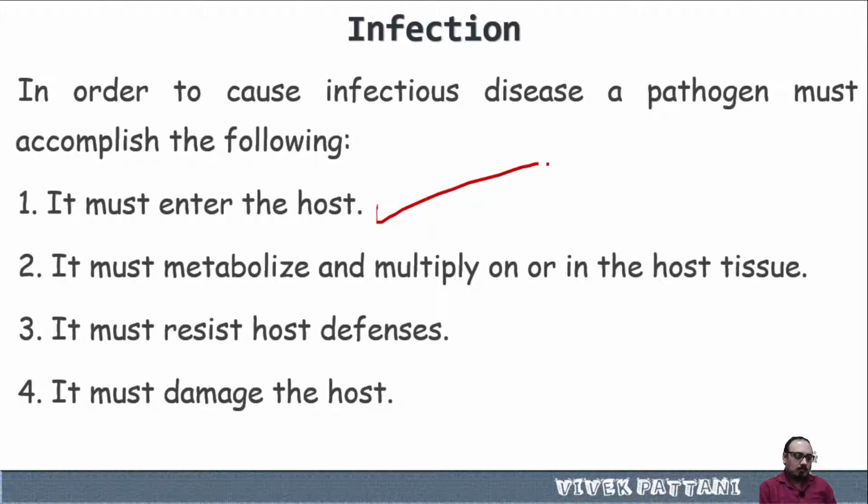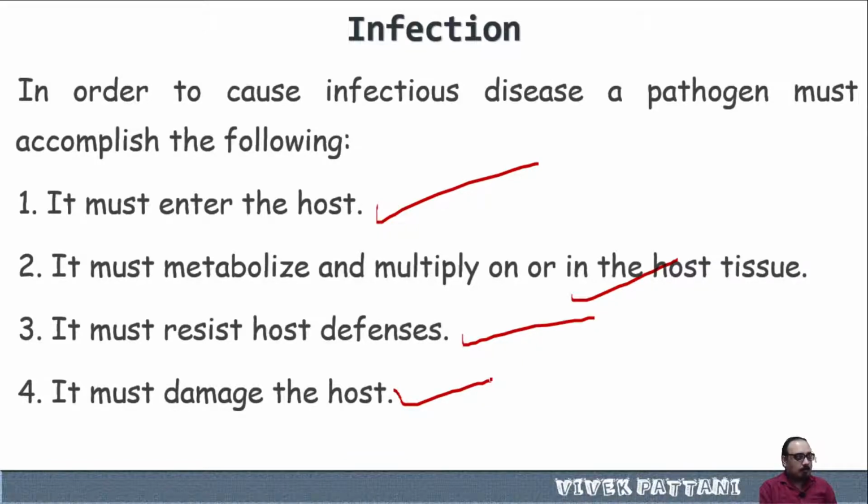The second main point is it must metabolize and multiply on or in the host. The third point, it must resist host defenses. The fourth point, it must damage the host. These are the main four points of an infectious disease.